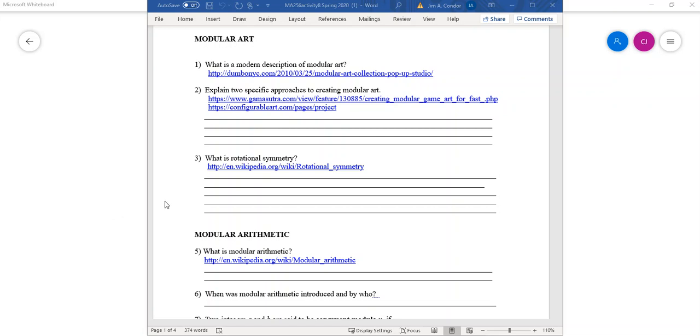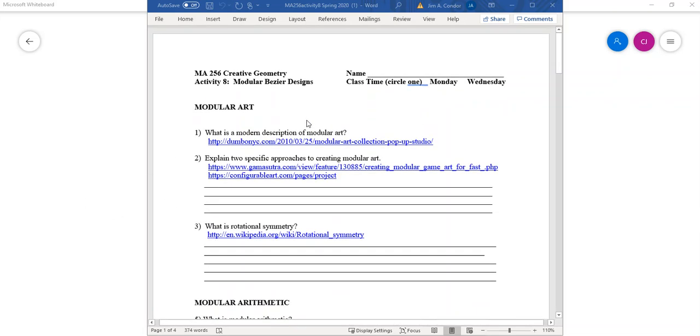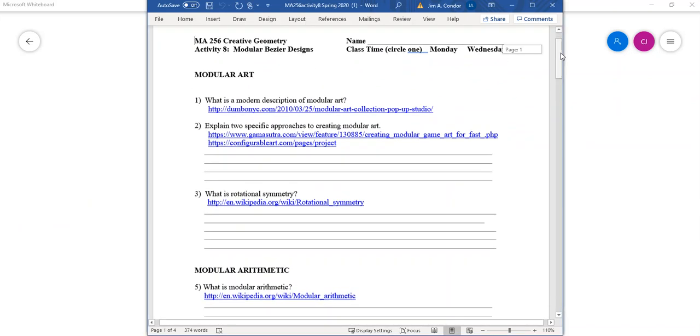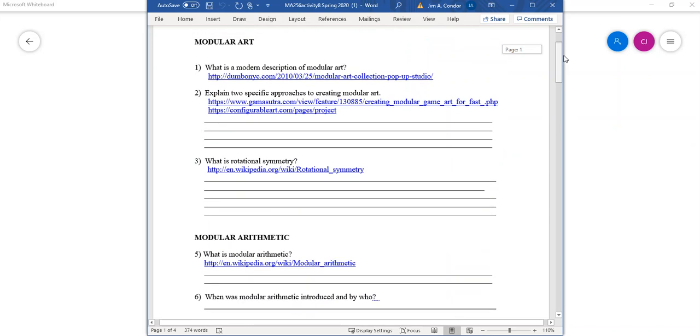We're on activity 8, and we're going to talk about modular art and Bezier curves. So we want to start out talking about modular art, just in general. And what's a modern description of modular art?